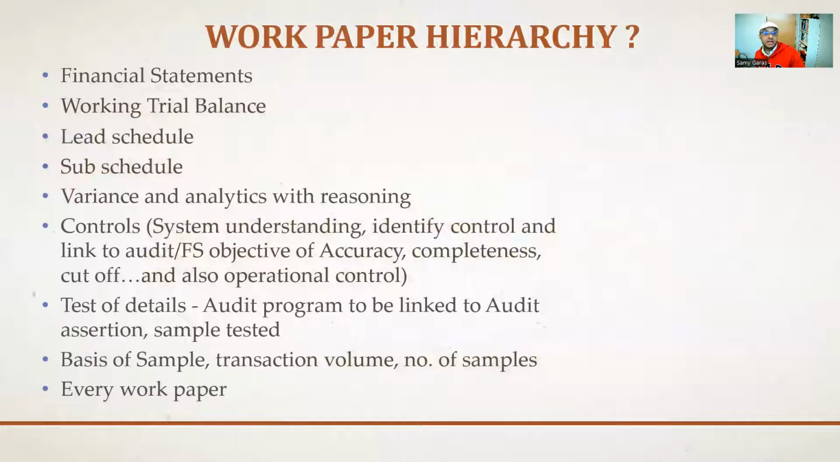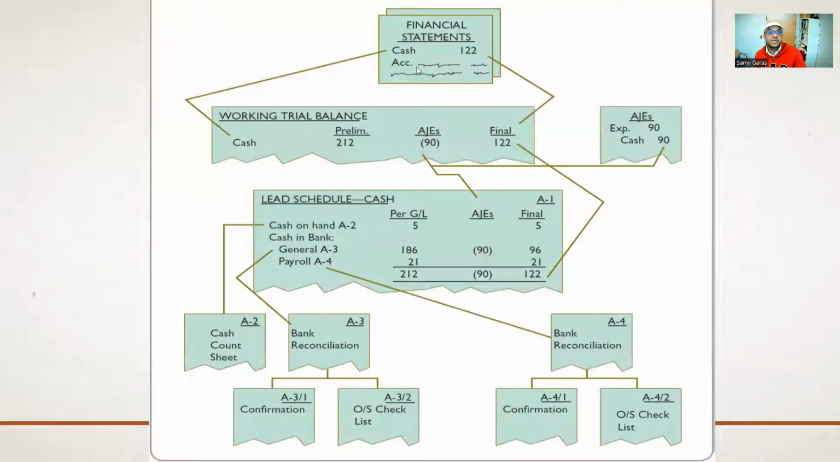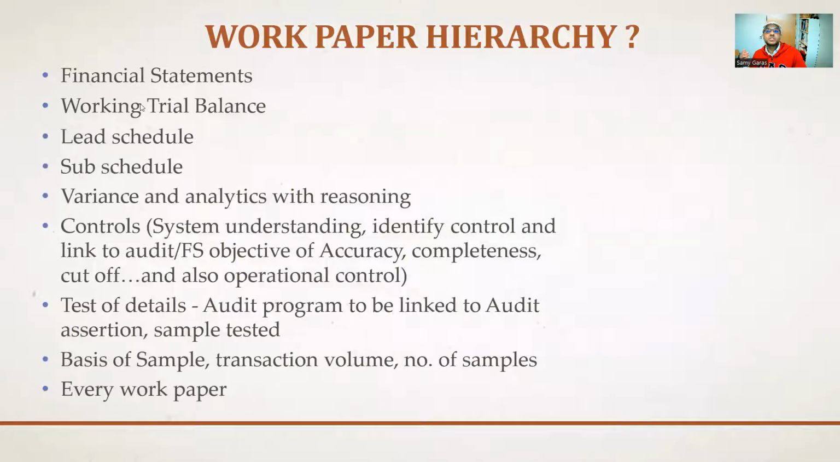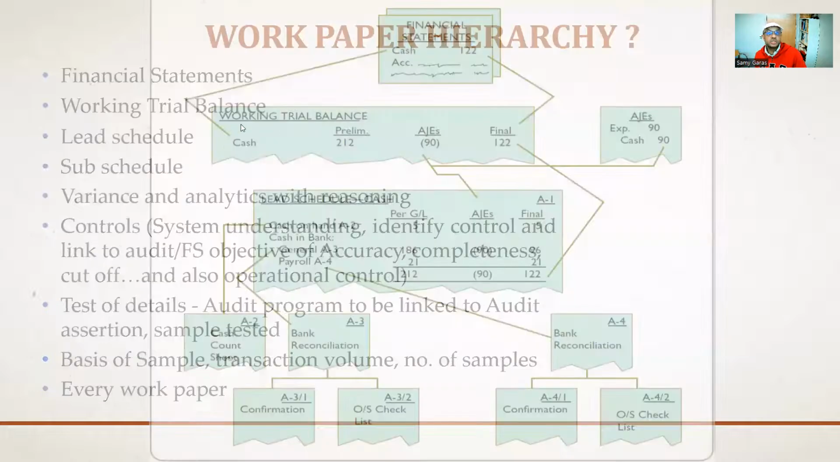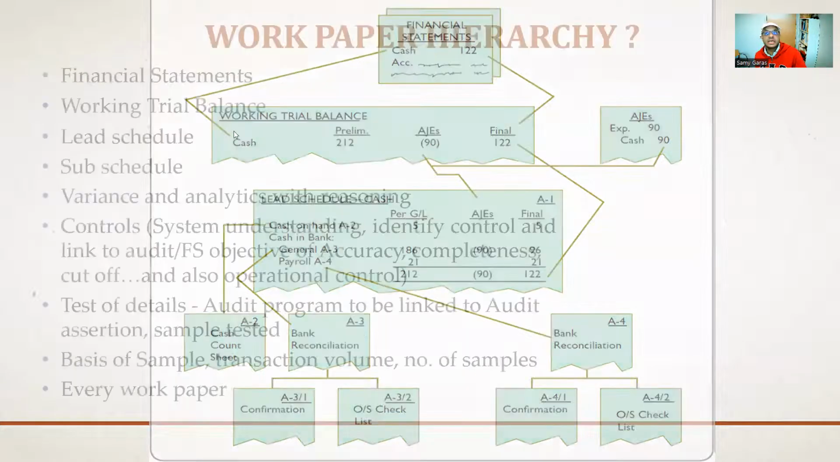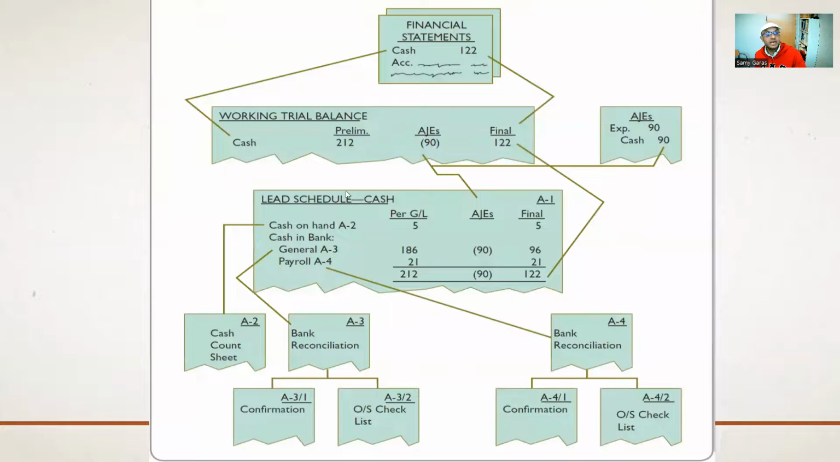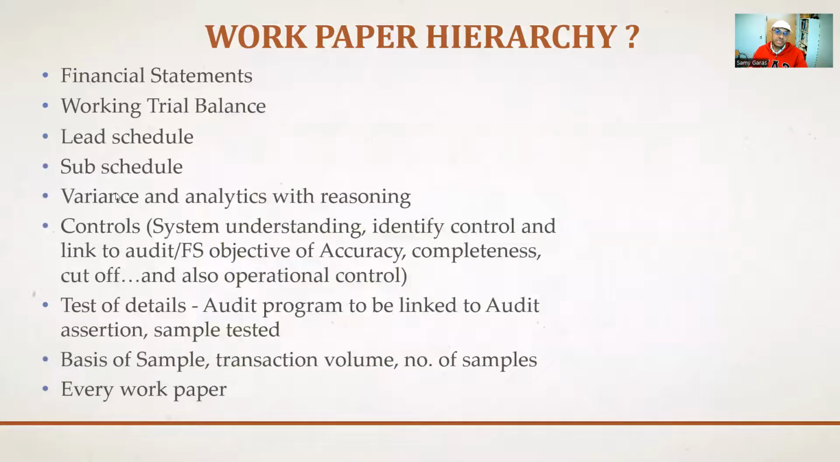What is the hierarchy here? We start with the financial statements, which I show here in this figure at the top. And from the financial statements, we go to the trial balance. So we take the amount from the financial statements, check it against the trial balance, and then we go to the lead schedule of each account. So from the trial balance, we take the lead schedule of the cash, then receivables, then inventory, and so on, and then to the sub lead or the sub schedule.